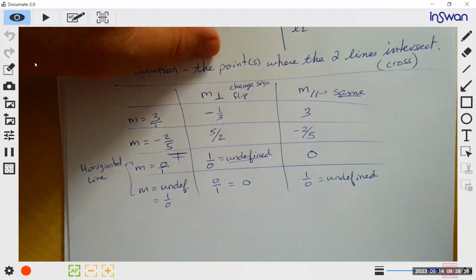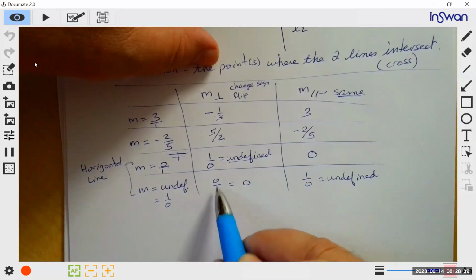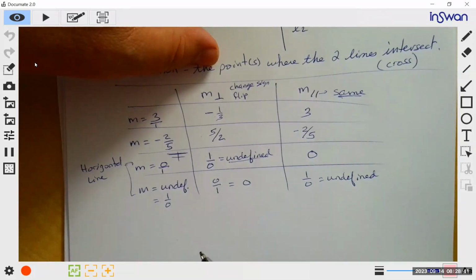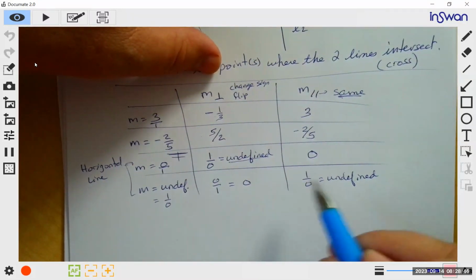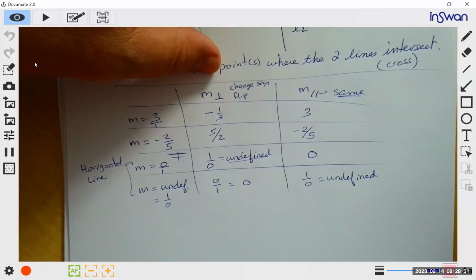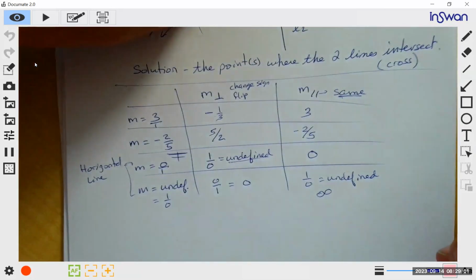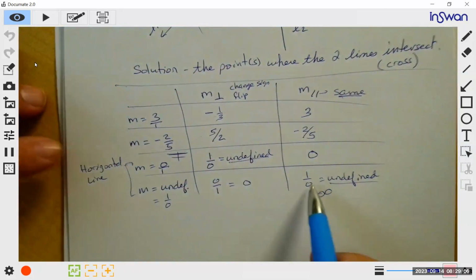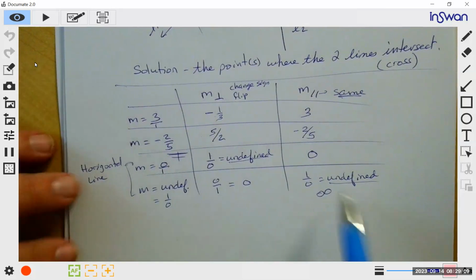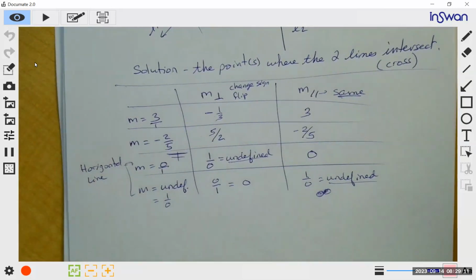Now, the reason these cause problems is how many times does 1 go into 0? 0. It can't go in there any times. But how many times can 0 go into 1? Infinitely many. I could give you nothing forever. That's why it's undefined. There's no number that can define how many times 0 can go inside 1. That's why instead of putting infinity, we put undefined.